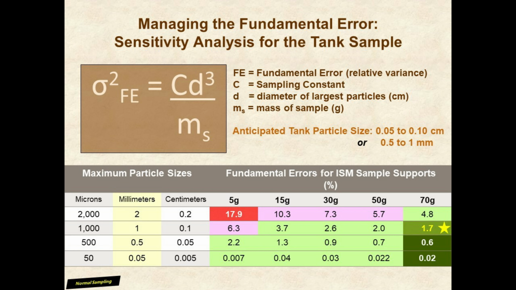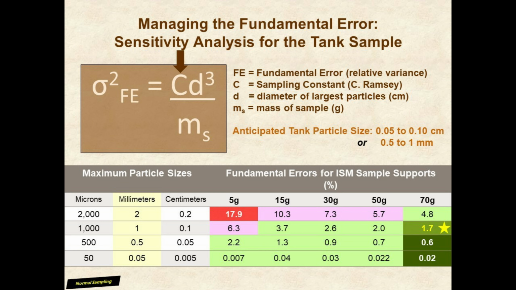The equation has four terms, and we will see how the fundamental error is highly sensitive to two parameters, the sample mass and the maximum particle size. On the left side, we have the fundamental error. It is squared, it is a variance, and yields a percentage, that is, a relative error.